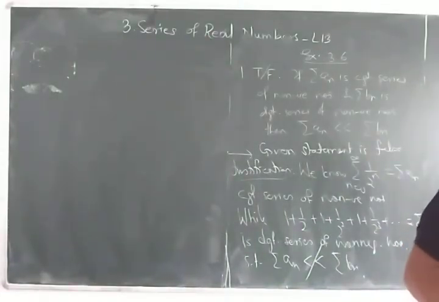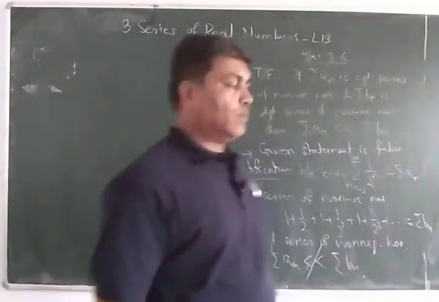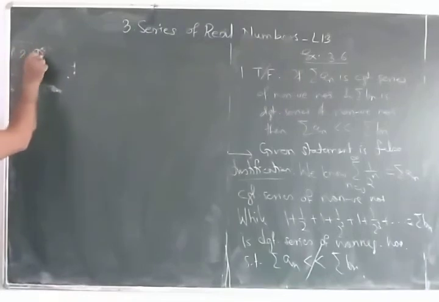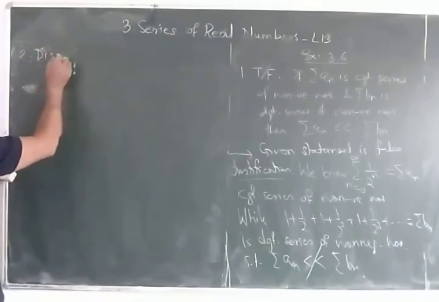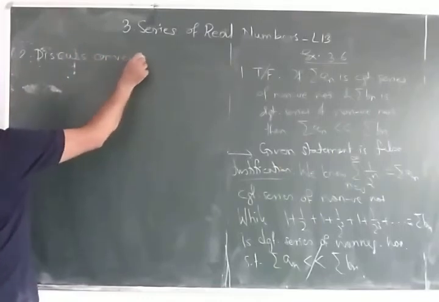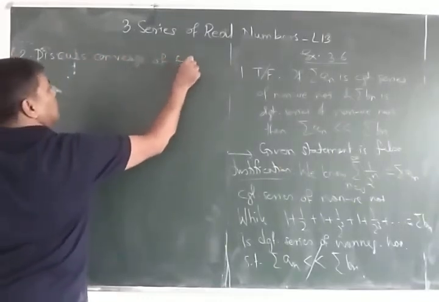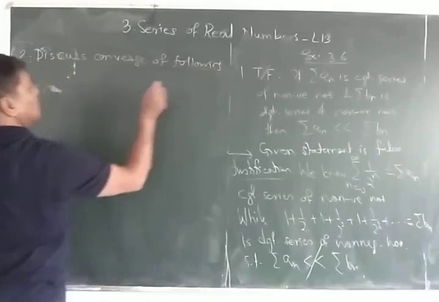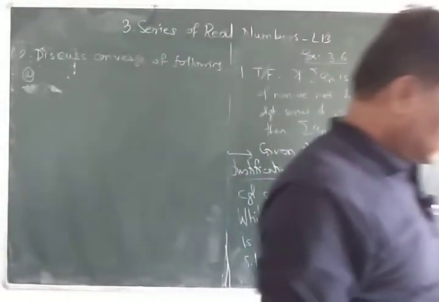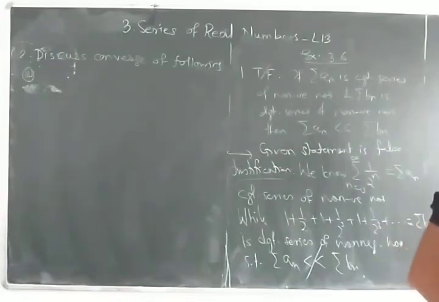Discuss the convergence of the following series. Question 2. Convergence of the following. In that, (a) summation of n raised to 4 upon n factorial.